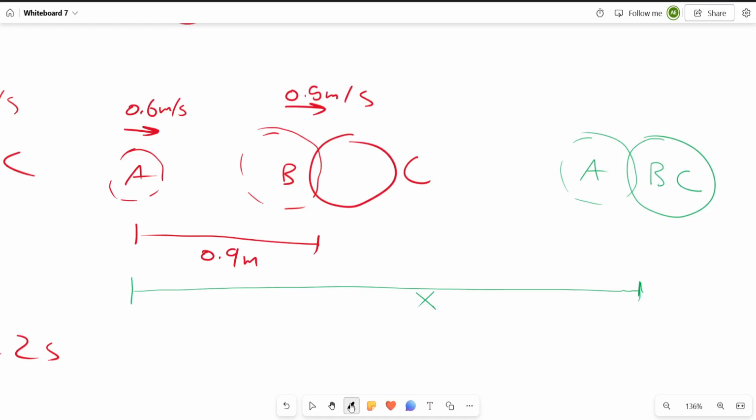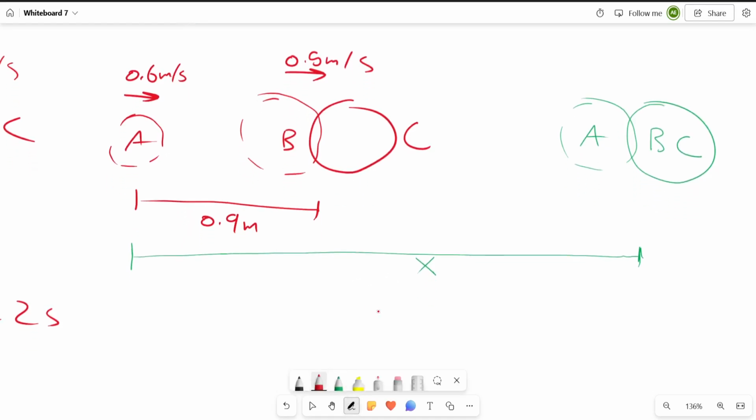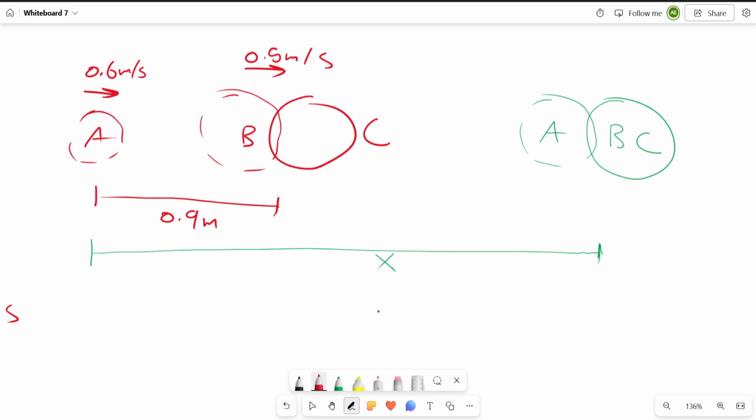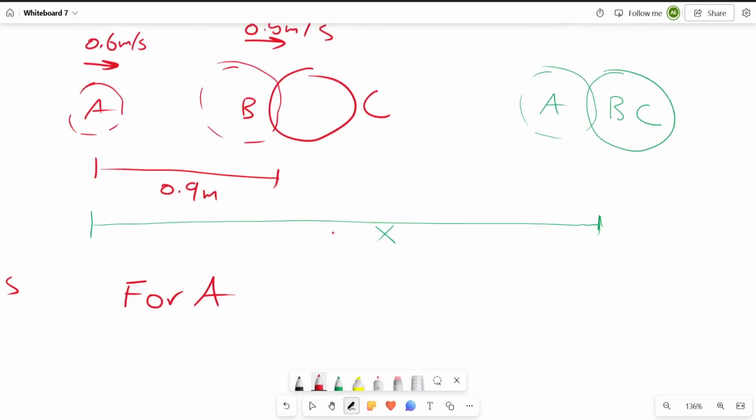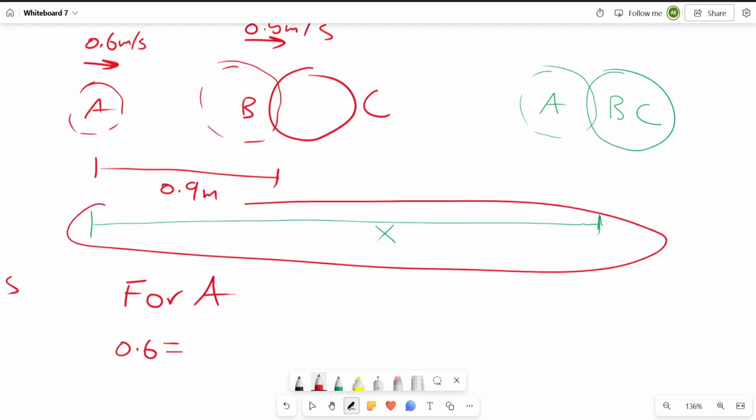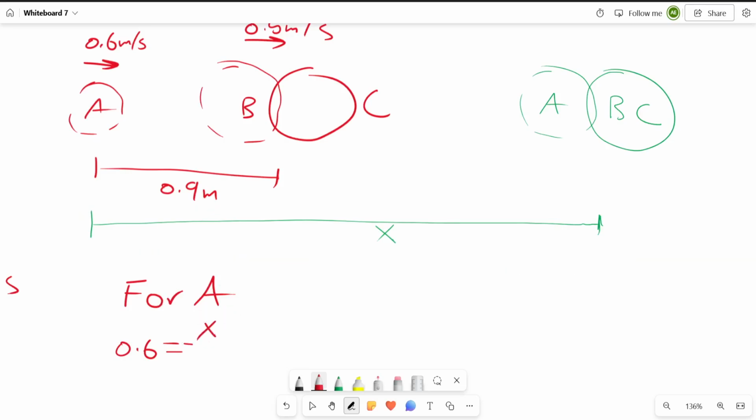So let's now use, and this is the hard part, knowing this. What I know is just the velocity. I have to use it. What is the equation for constant velocity? V equals d over t. So let's try that for particle A. For particle A, the velocity is 0.6. The distance that I'm interested in is this distance x over the time it will take. I don't know how much time it will take. Let's call it t, right? This is for particle A.